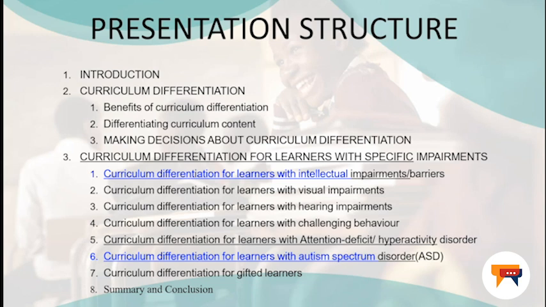This lesson presentation is structured as follows. We will have the introduction of curriculum differentiation, the benefits of curriculum differentiation, differentiating curriculum content, making decisions about curriculum differentiation, curriculum differentiation for learners with specific impairments, curriculum differentiation for learners with intellectual impairments, curriculum differentiation for learners with visual impairments, curriculum differentiation for learners with hearing impairments, curriculum differentiation for learners with challenging behavior, curriculum differentiation for learners with attention deficit or hyperactivity disorder, curriculum differentiation for learners with autism spectrum disorder, curriculum differentiation for gifted learners, and lastly, we will have a summary.